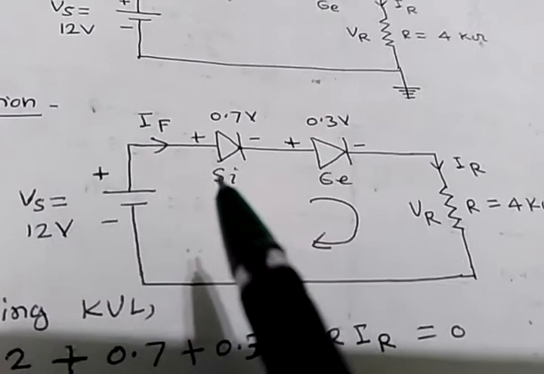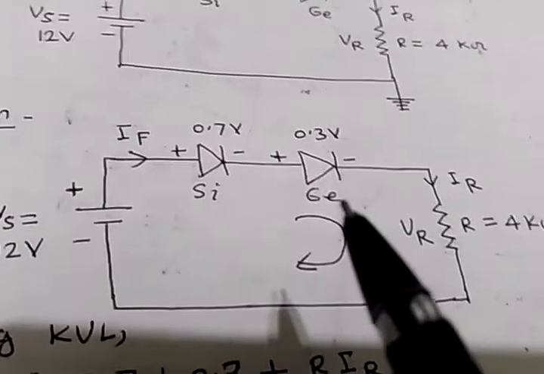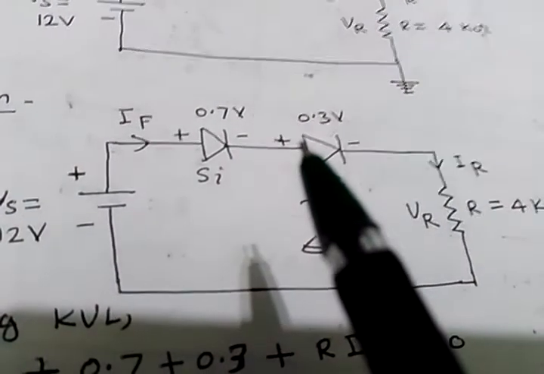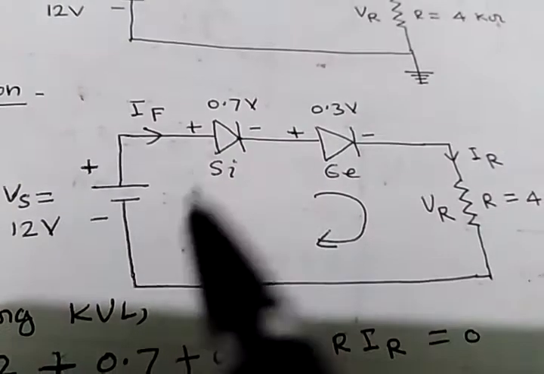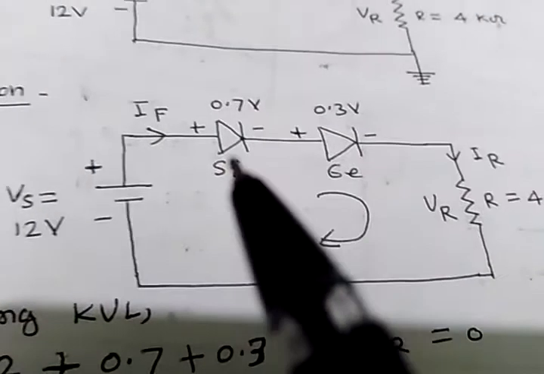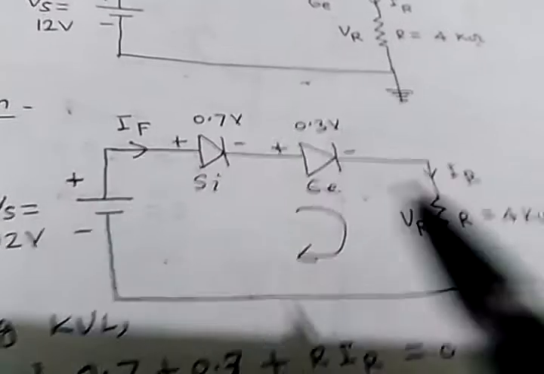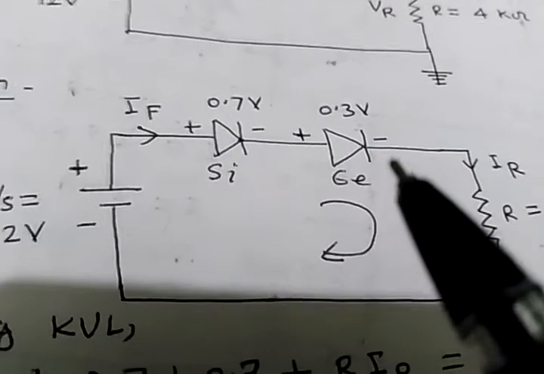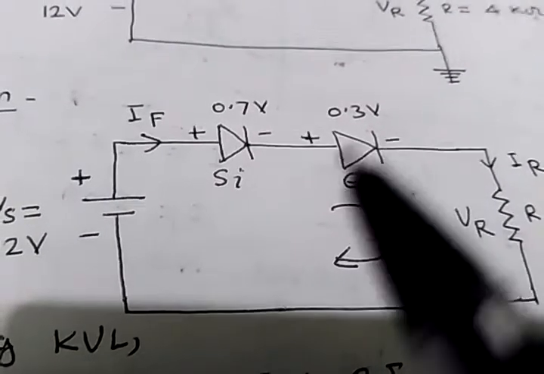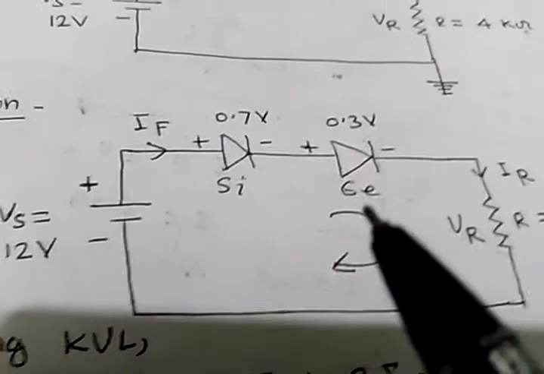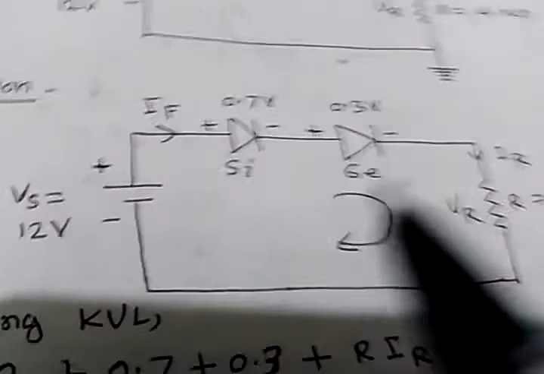Here I have indicated the voltage across the silicon diode as 0.7 volt and the voltage across the germanium diode as 0.3 volt. The 0.7 volt is the voltage required to overcome the potential barrier of the silicon diode. Similarly, 0.3 volt is the voltage required to overcome the potential barrier of the germanium diode. So we consider these voltages across the silicon diode and germanium diode.